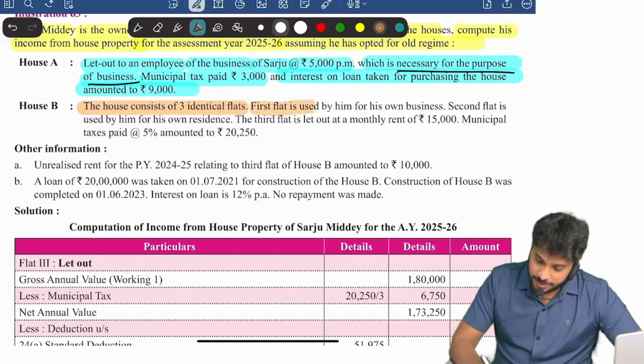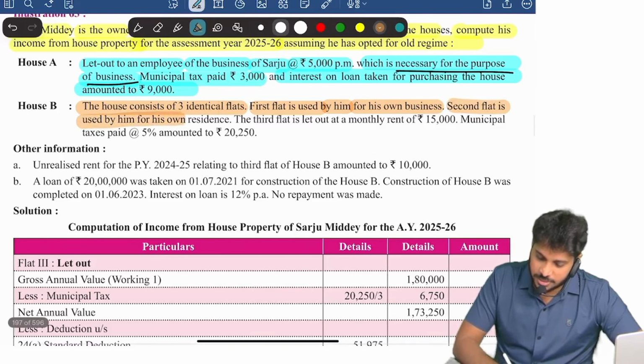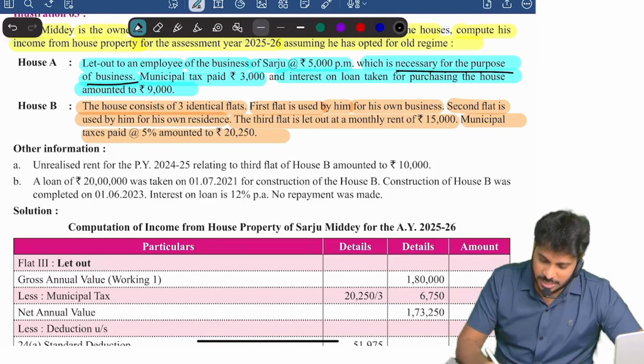First flat is used by him for his own business. 3 flats are there, it's 1 property, 3 flats. Second flat is used by him for his own residence. Third flat is let out at a monthly rent of 15,000. Municipal taxes paid is 20,250. Fantastic question actually, this also.